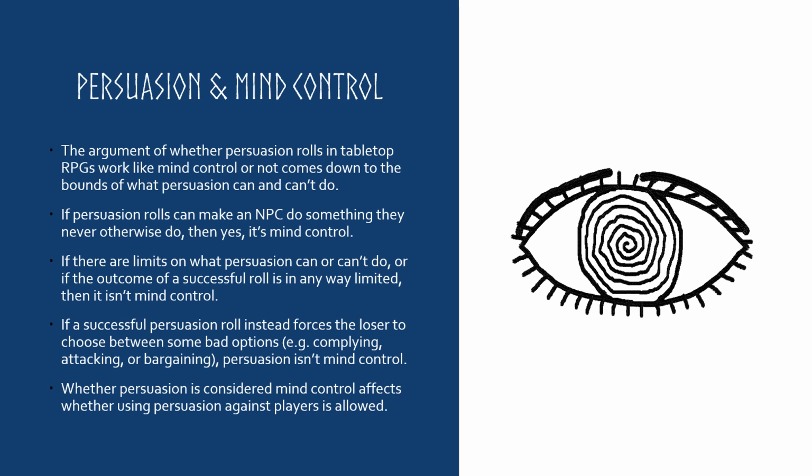If persuasion can make an NPC do something that they would never ever do otherwise, and do it with a big, cheesy, enthusiastic grin on their faces, then yes, it absolutely is mind control. On the other hand, if persuasion rolls can't be used in situations that are completely beyond the bounds of what the NPC would plausibly do, or if its effect on the NPC's attitude is in some way limited, well, then it's a lot less like mind control.